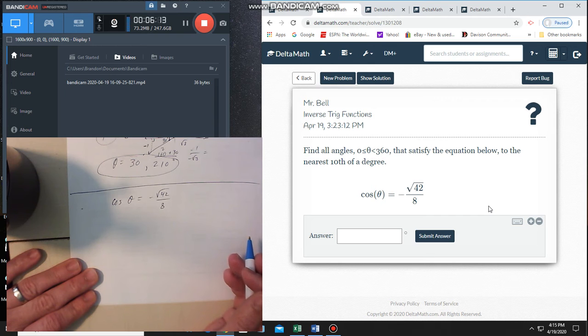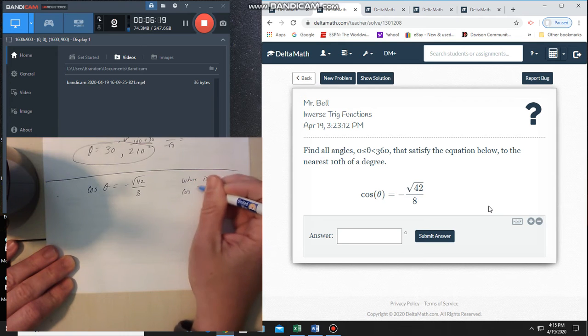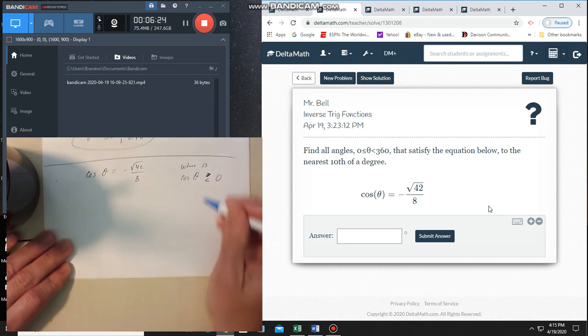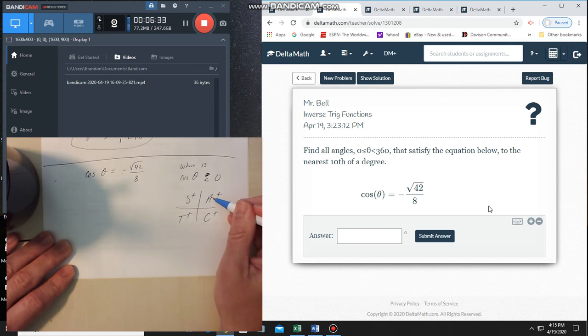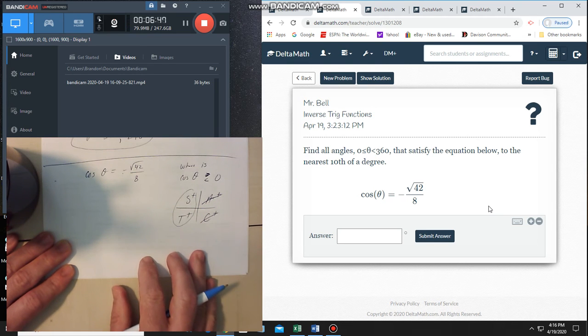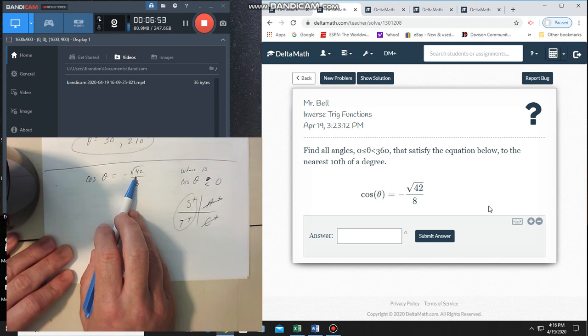We're going to start off the same way. We still want to figure out where the cosine of an angle is negative. Where is it less than 0? Cosine is positive in the first quadrant and the fourth quadrant, and that's negative, so it can't be where cosine's positive. The other possibilities are here, so the angles we're going to find will be in the second quadrant and third quadrant.